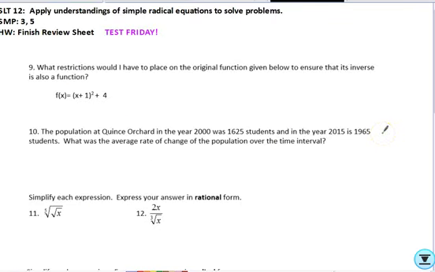Okay, number 9. What restrictions do we have to place to make sure the inverse is a function? All right, this parabola, if I'm going to sketch it, has a vertex at negative 1, 4, and it opens up. So to make the inverse a function, I have to eliminate half, and since the vertex is at negative 1, I'm going to pick X is greater than or equal to negative 1. You could also pick X is less than or equal to negative 1. That's fine.